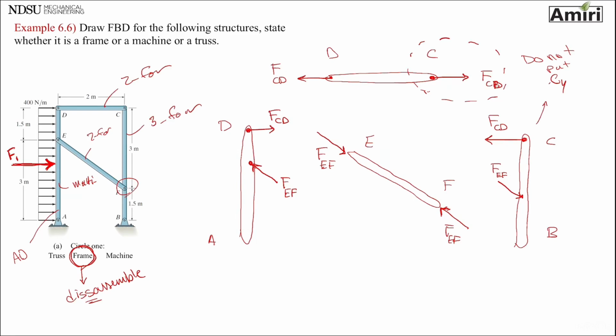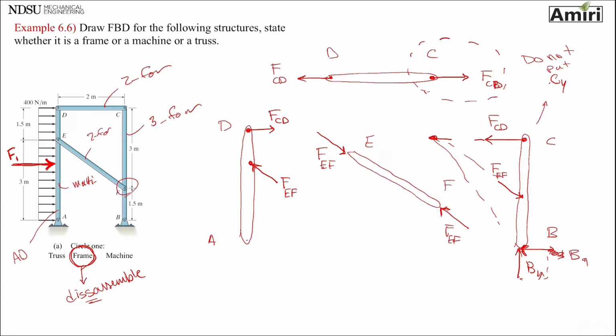Okay, do I miss anything? Okay, yes. B is a pin, so I like to put a BY, and let's see. Yes, BX. Or no, that makes it wrong. I have to put BX this way, because this is a 3-force member. All of those forces, the resultants, need to be concurrent, meet at one point. Okay.